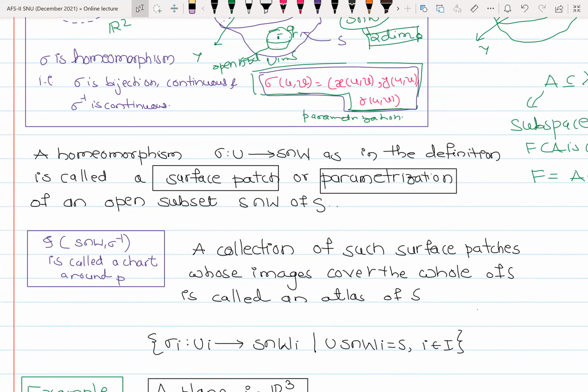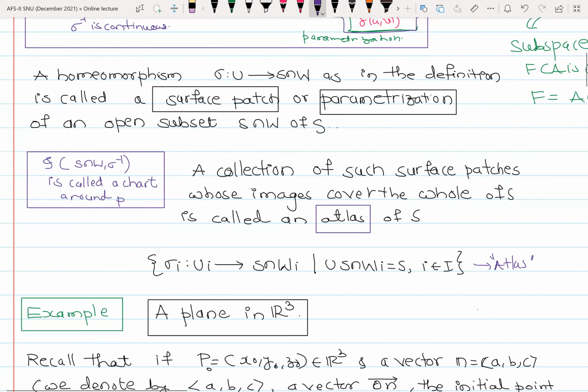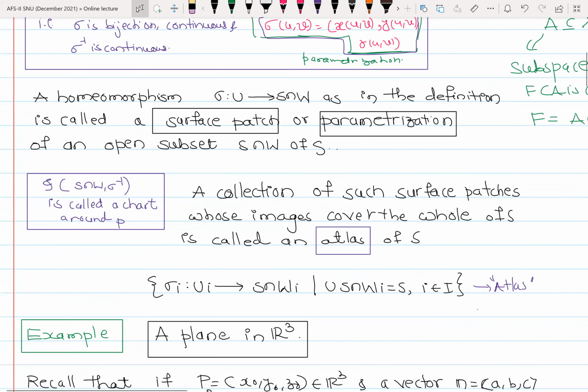A collection of such surface patches whose images cover the whole of S is called an atlas. So for each point, collect one surface chart and collect them together. This is called an atlas. And our job today is to find atlases for various surfaces. That is what we are going to do. So this definition of surface is clear to you.